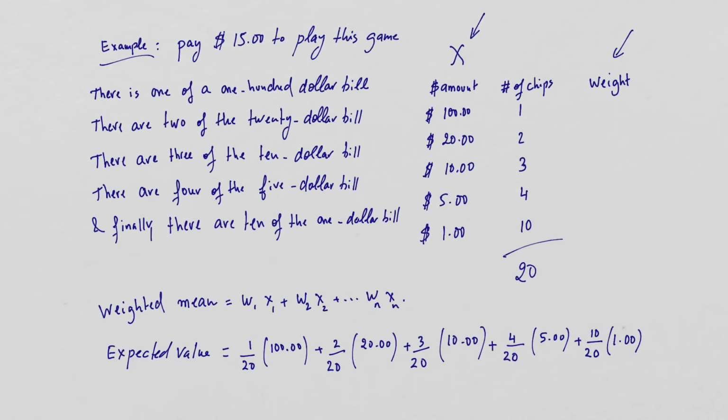So what's the weight for this one? Well, clearly you have one chip out of 20. So what should the weight be? It should be 1 out of 20. You have a 1 out of 20 chance, or probability, of getting $100.